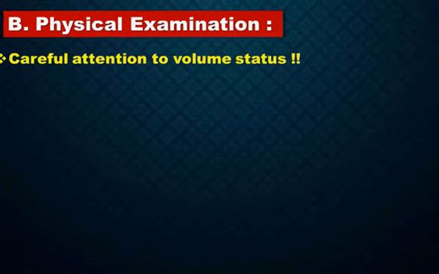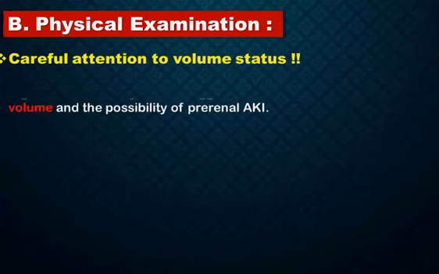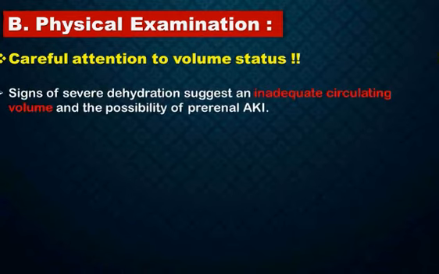Is your patient hypovolemic, euvolemic, or hypervolemic? There are signs of fluid overload, like edema, peripheral edema, heart failure, pulmonary edema, pleural effusion. All these are signs of fluid overload. Signs of severe dehydration and hypovolemia suggest inadequate circulating volume, and you consider the possibility of acute kidney injury, which is the most common one we see in the emergency department daily. Correct the dehydration, and the prerenal acute kidney injury will correct itself on its own.